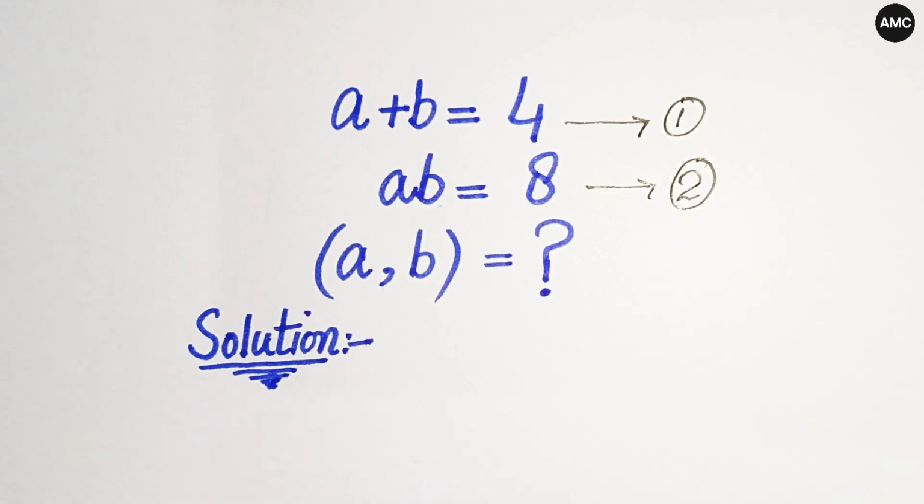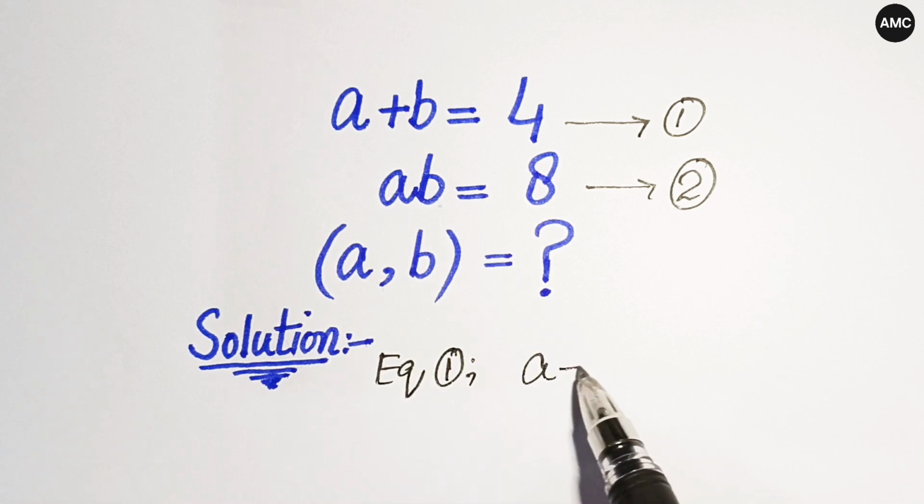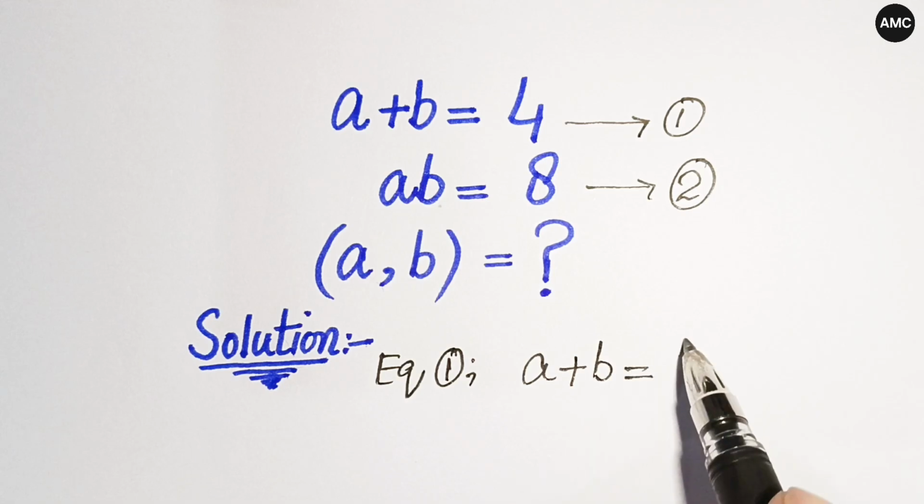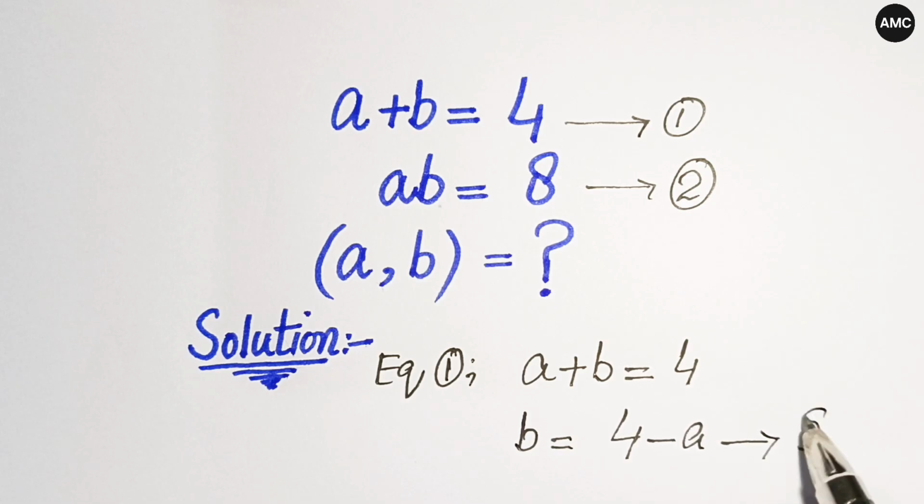Now equation 1 implies that a plus b is equal to 4. Now expressing this equation with respect to b, we get b is equal to 4. Shifting this plus a, we get minus a. So b is equal to 4 minus a. Let's say it is our equation number 3.